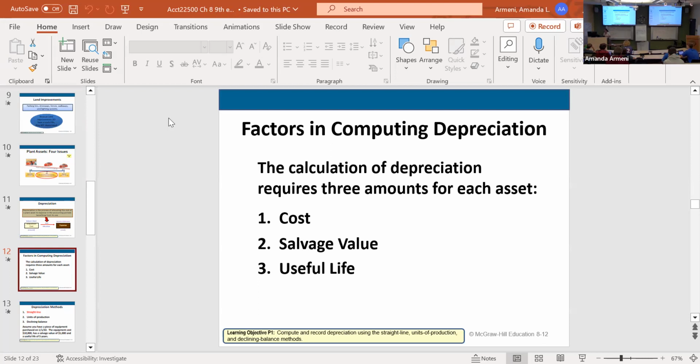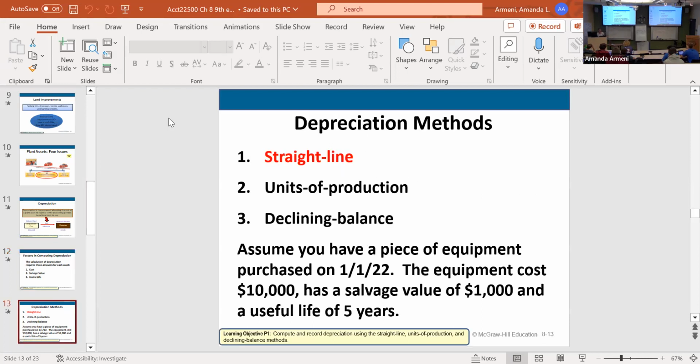Okay. So we need the cost, the salvage value, and the useful life because we are focused on straight line depreciation. That means that we are essentially smoothing out the amount of depreciation that we take every single year. It's going to be the same. Okay. Straight line depreciation, but there are other methods. We're just not going to cover them in this class.